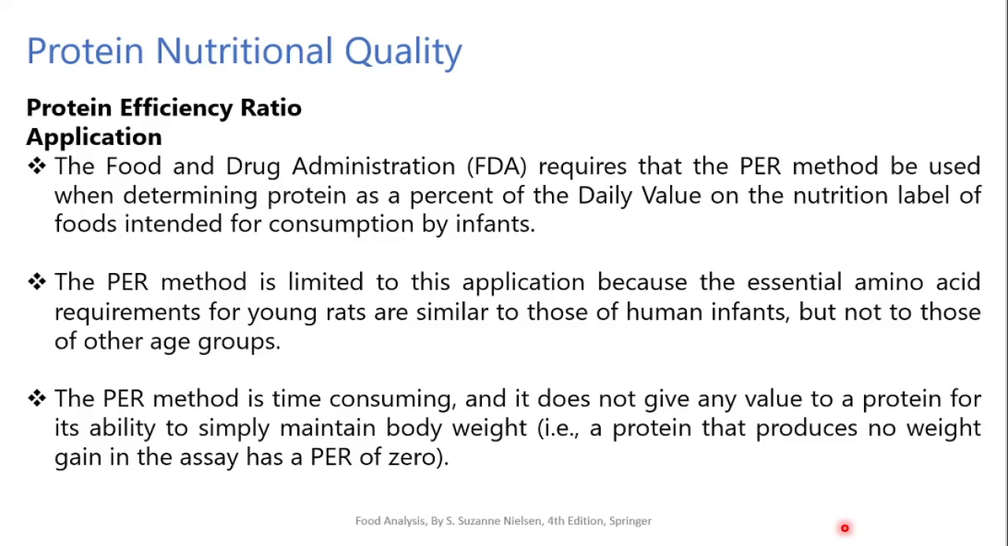The PER method is time consuming and it does not give any value to the protein for its ability to simply maintain body weight. That is, a protein that produces no weight gain in the assay always has a PER of 0. Okay, so this is all about the protein nutritional quality.